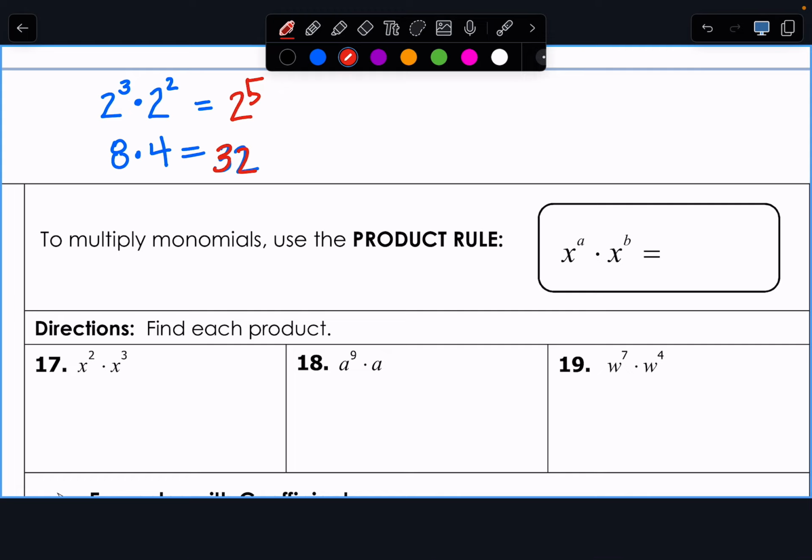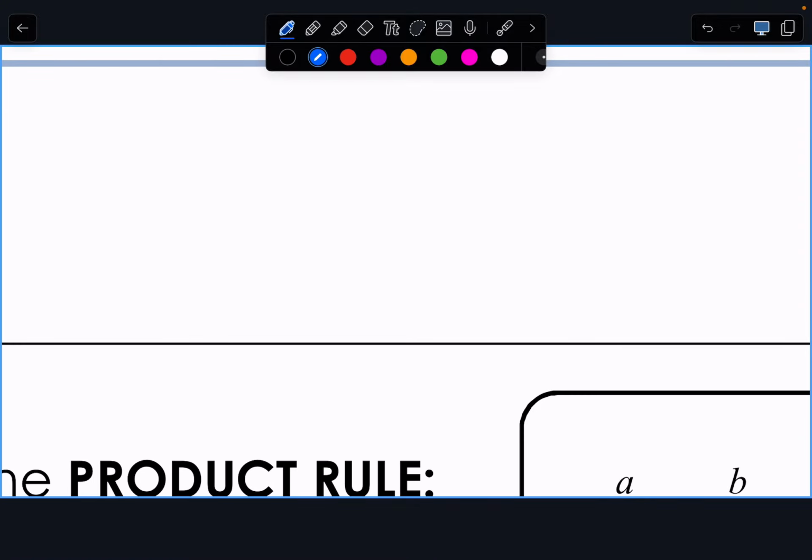Do you have an observation? You multiplied, and the 2 stayed the same, and then the exponents became an addition. Is that what you noticed? Okay. Do you think we should try that with another number, or do you think that's going to be true? You want to try it with another number? Yes. Okay. Let's do this.